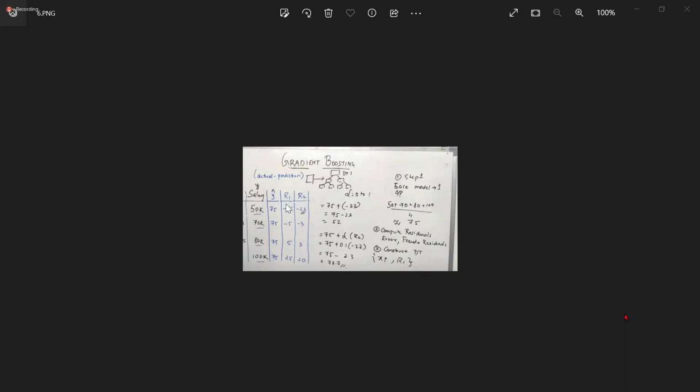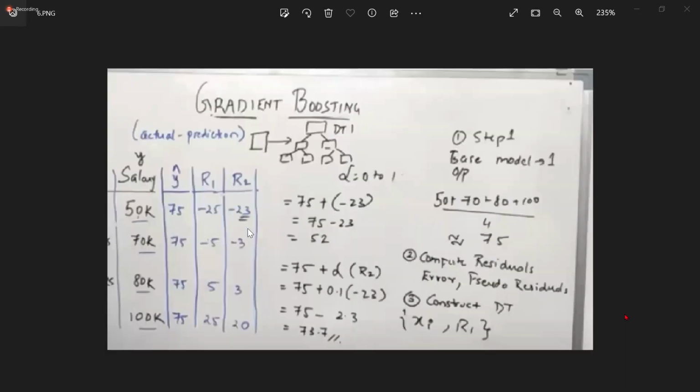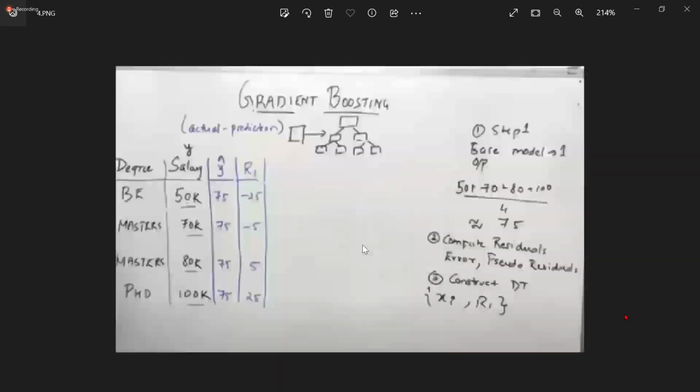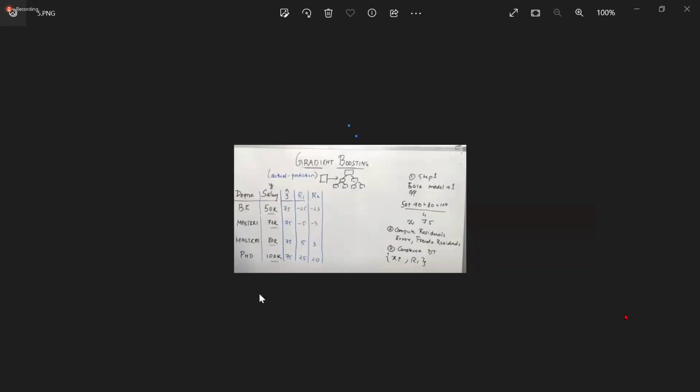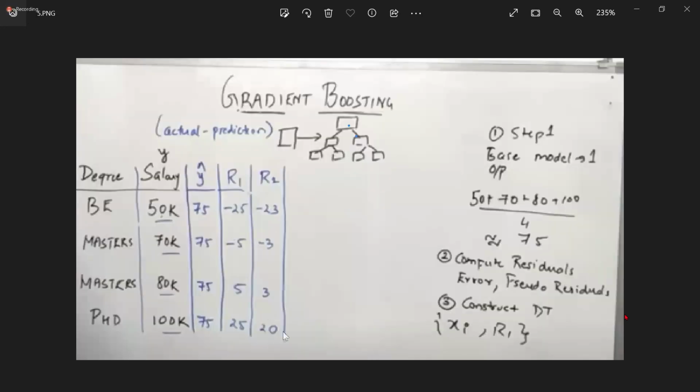So here, what happened? The first thing is how to generate R2. Assume I build the tree with degree, salary, and R1. Do you guys understand? I build the model with degree, salary, R1. Definitely another residual will be created, isn't it? So this would be your another residual tree, R2. The package will take care of all those things. And R2 would be -3, -3, 3, and 20.